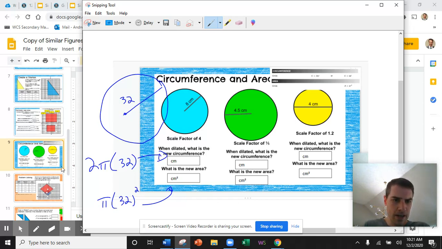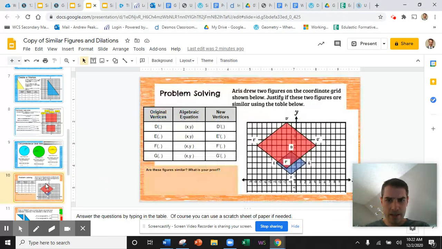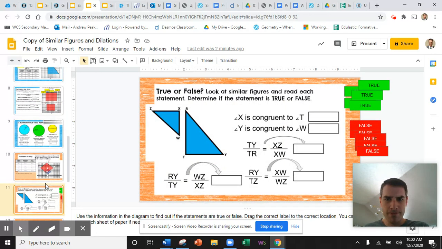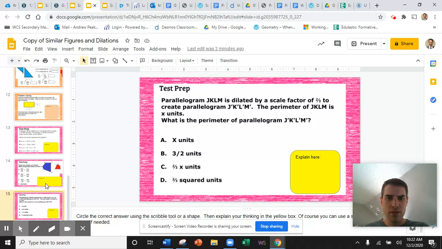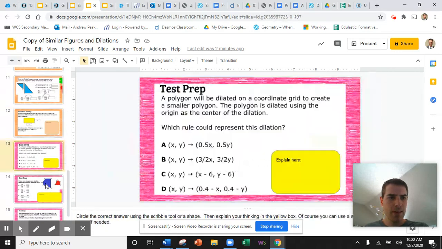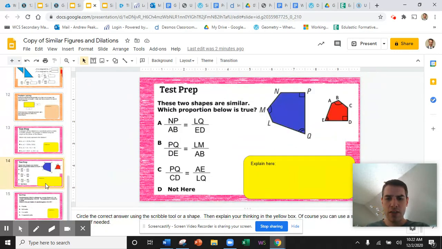All right, and I think this one's similar to the other ones. I'm going to stop there and let you go to the answer key if you have any other questions. And if you have anything else you need help with, just email me, let me know.